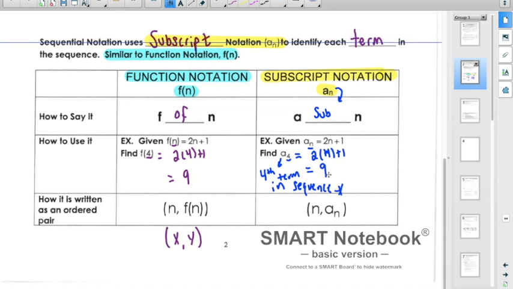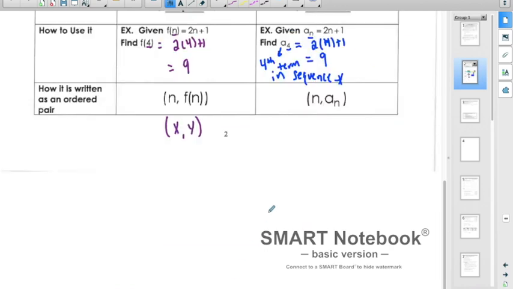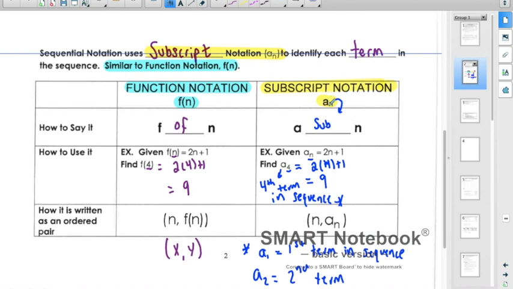Okay, and let's just be extra here. How it's written as an ordered pair, n, comma, a sub n, just to make sure we understand. If I had a sub 1, that's like saying that's the first term in my sequence. If I had a sub 2, that's my second term. A sub 3, a sub 4, so on and so forth. Okay, so again, what we just did in blue, this is what we use for sequences, subscript notation. Let's go on to the back page.